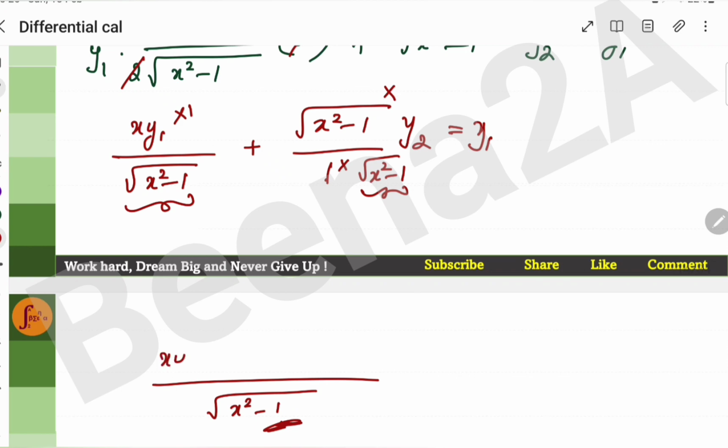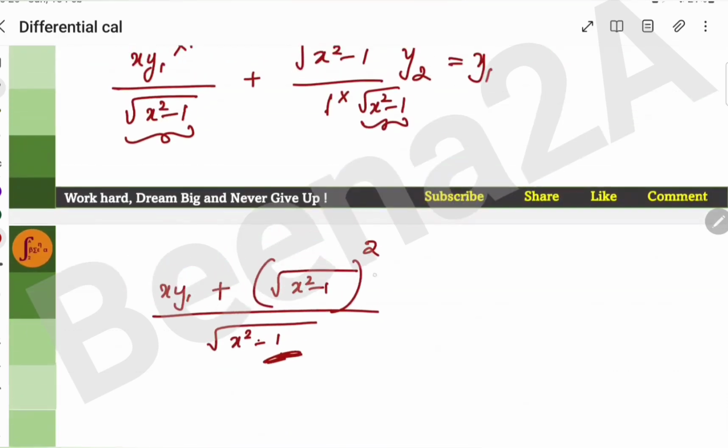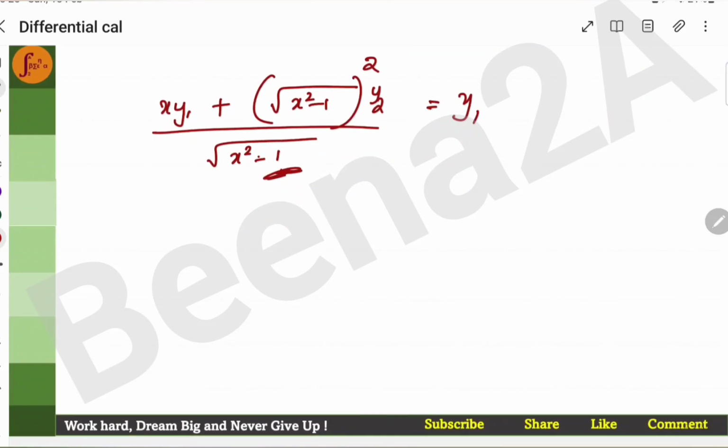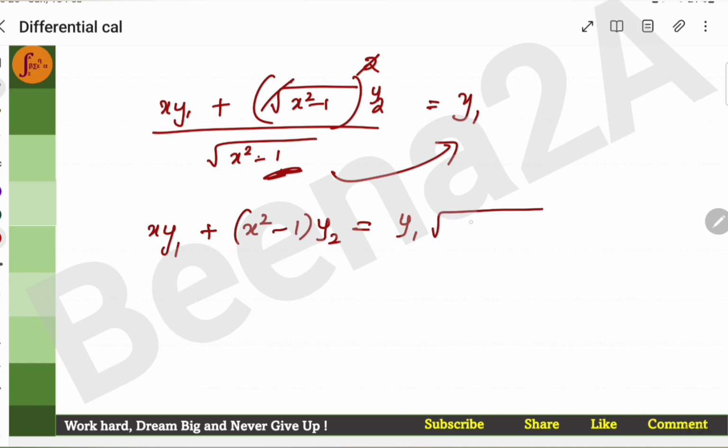So this will be xy1 plus, you have to multiply root of x square minus 1 with this term. And then you have y2 also. So here square root and square will get cancelled. You'll be left with xy1 plus x square minus 1 into y2. Now I'll shift this here. So this will be y1 into root of x square minus 1.